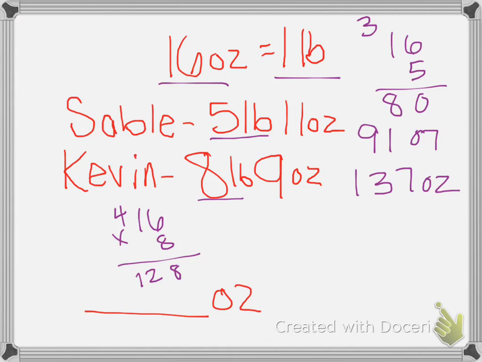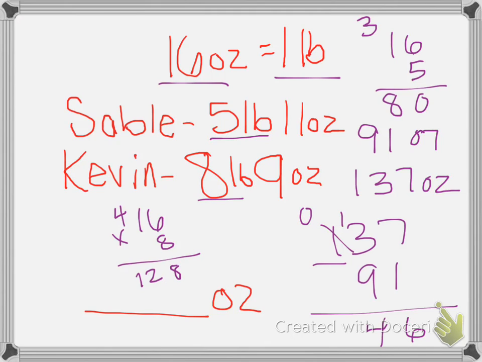Then it asks how many more ounces did Kevin weigh at birth than Sadie? So 137 minus 91. 7 minus 1 is 6. I can't do 3 minus 9, so I have to borrow. 13 minus 9 is 4, so 46 ounces more.